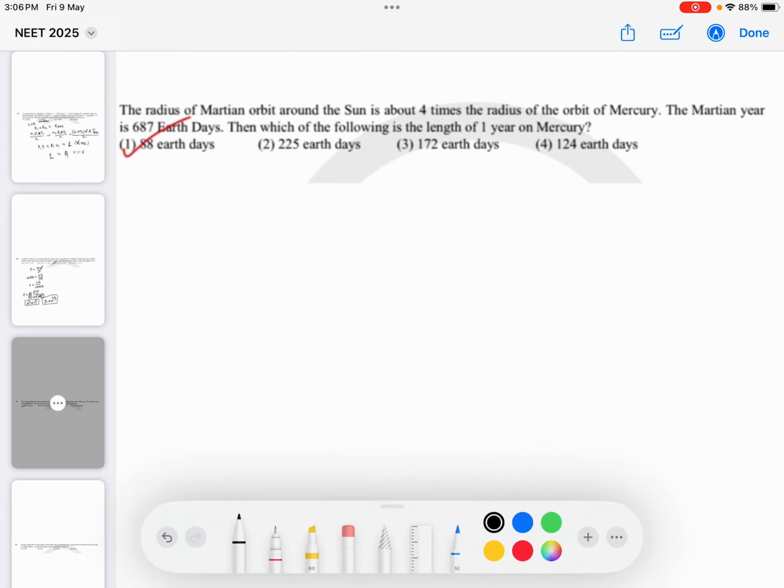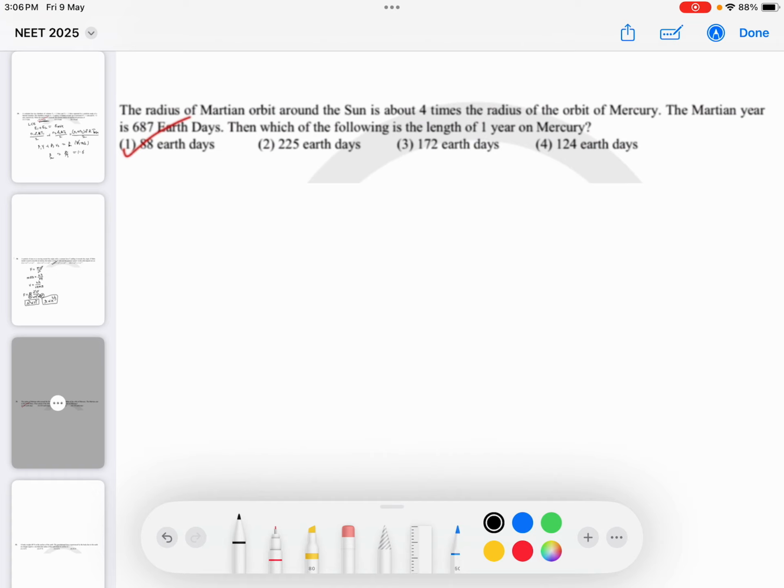Next one. The radius of the Martian orbit around the Sun is about 4 times the radius of the Mercury orbit. The Martian year is 687 Earth days. Which of the following is the length of 1 year of Mercury? So this belongs to your gravitational topic, particularly Kepler's laws of motion.